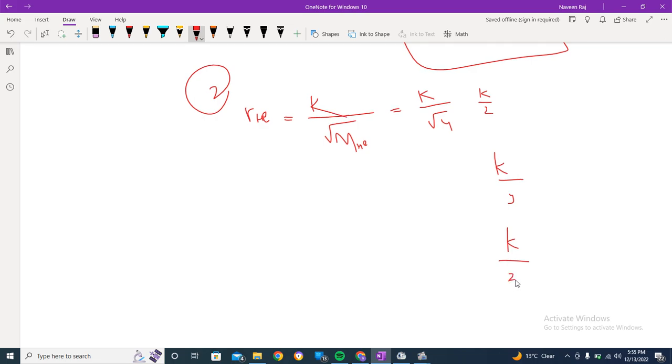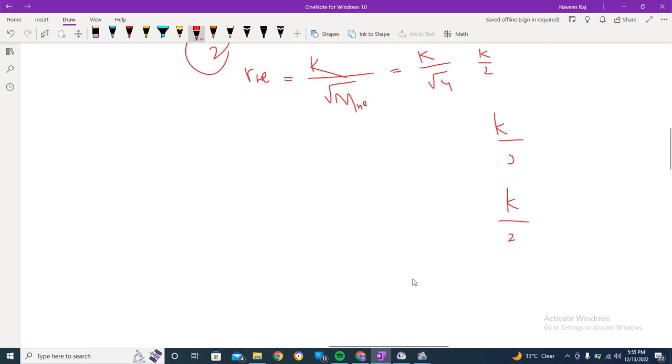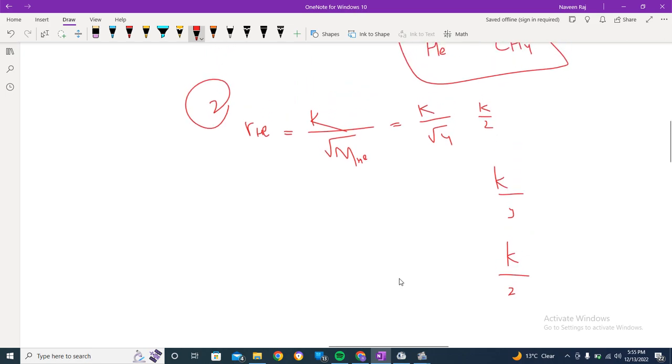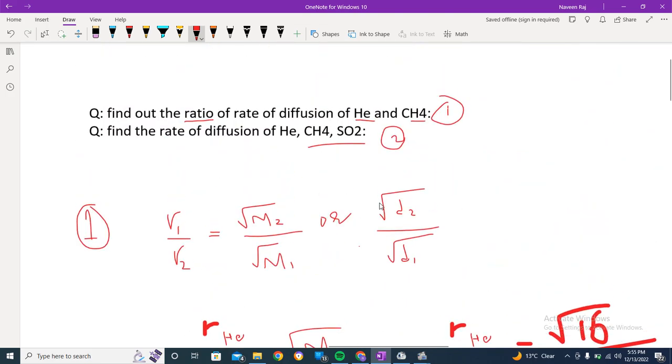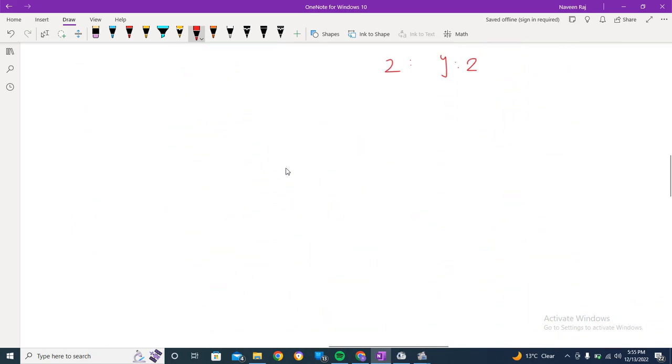Then when you compare these, you get the helium ratio 2 to y to z. Finding the values of y and z is your task. It is very simple: write K upon the molecular mass of CH4, find the square root, then you'll get your answer. Then you need to compare them.